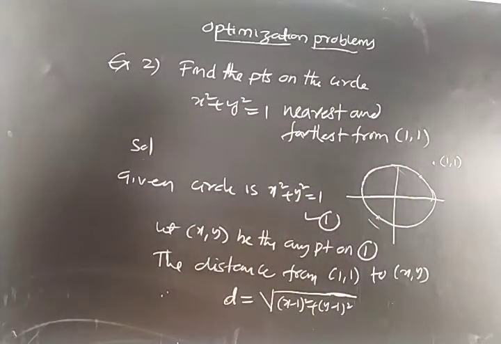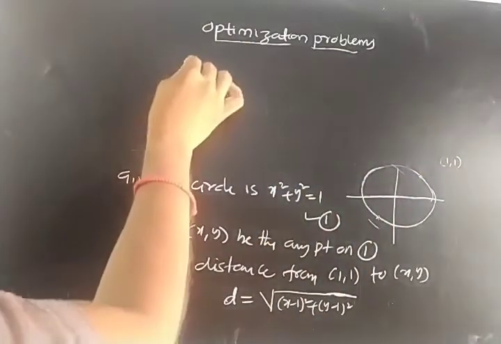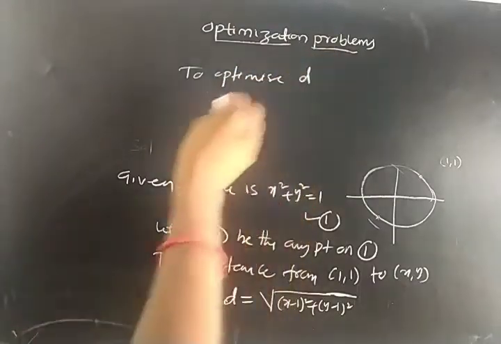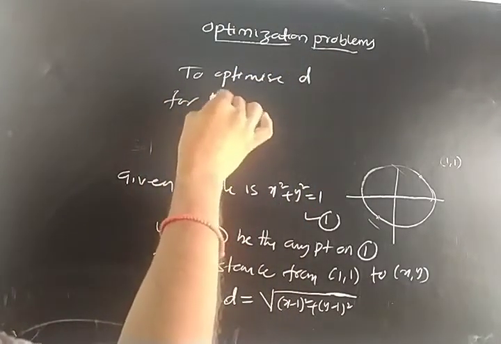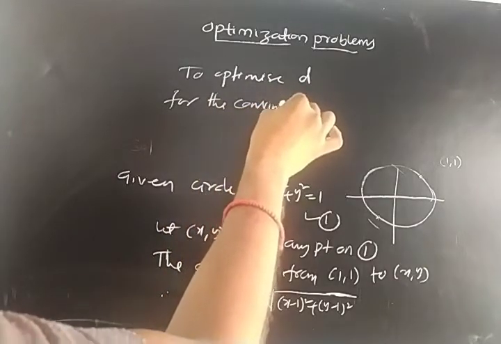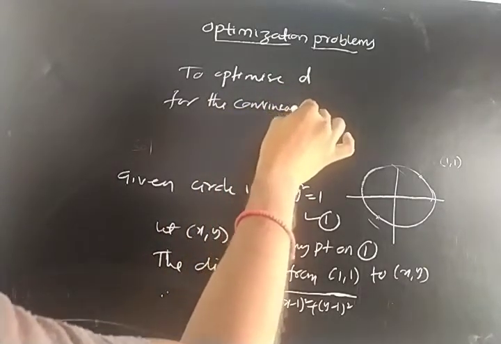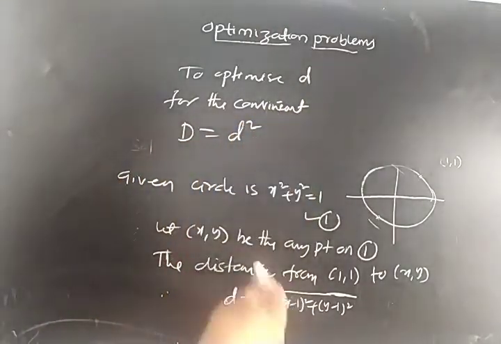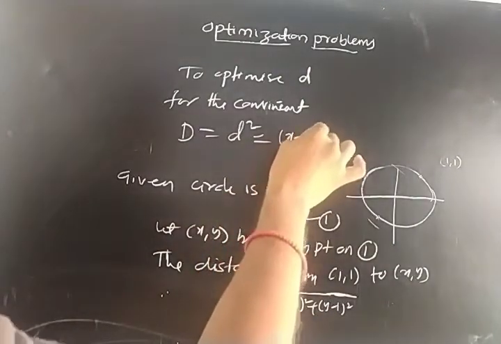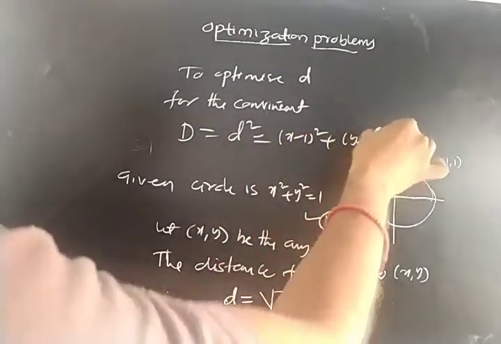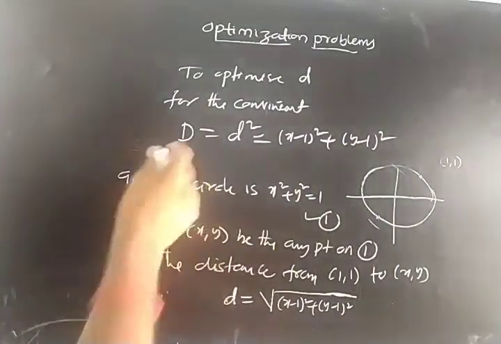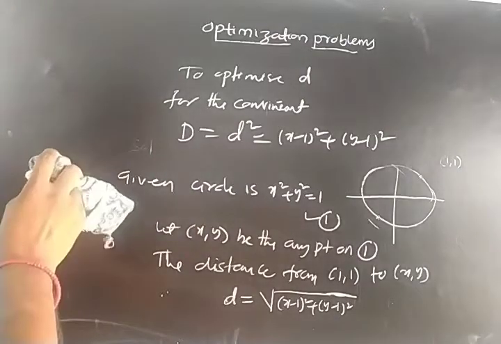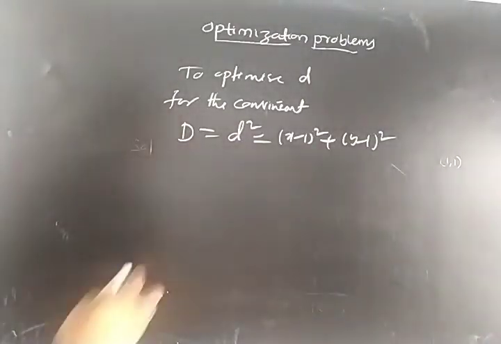To optimize d, for the sake of convenience, I am taking capital D equal to small d square, to remove the square root. So D is x minus 1 whole square plus y minus 1 whole square. So instead of optimizing small d, I am optimizing capital D. Okay, right. To optimize this, what do we have to do?